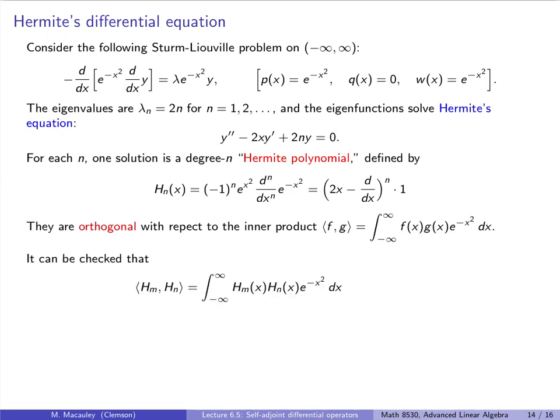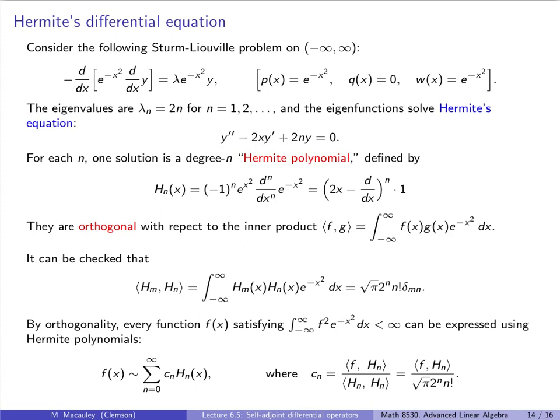It can be checked that the inner product of Hm and Hn, well, we know we get 0 if m and n are different. So that's this integral, Hm times Hn times e to the minus x squared dx, is the square root of pi times 2 to the n times n factorial times the Kronecker delta of m and n. So in other words, this is 0 if m and n are different. Otherwise, it's equal to root pi 2 to the n times n factorial.